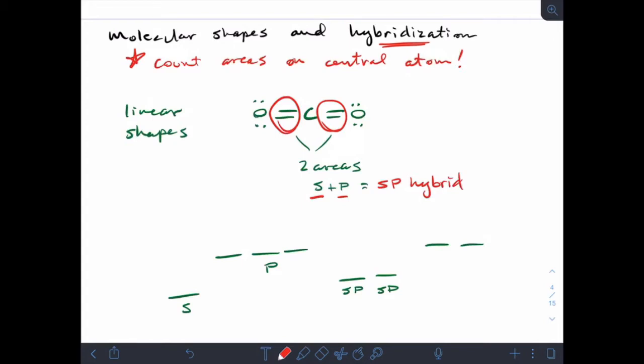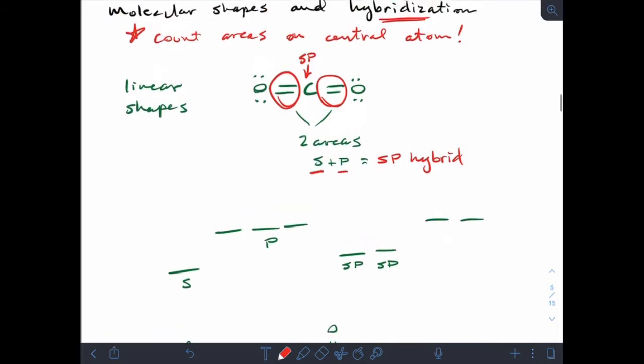Okay, so if I were to label this, I would label that central atom as sp hybrid, because I've only got 2 areas, an s and a p. To look at how that is arranged in my energy diagram, talking about carbon, he's got his 4 valence electrons, and I'm going to combine 1 s and 1 p orbital. So we'll end up with 1, 2, 3, 4.